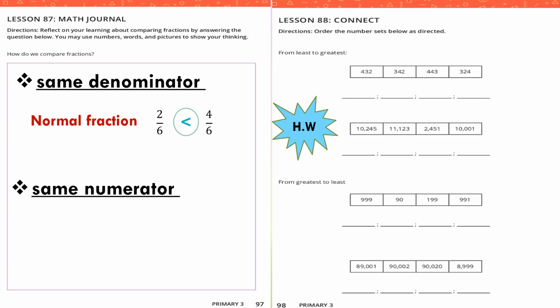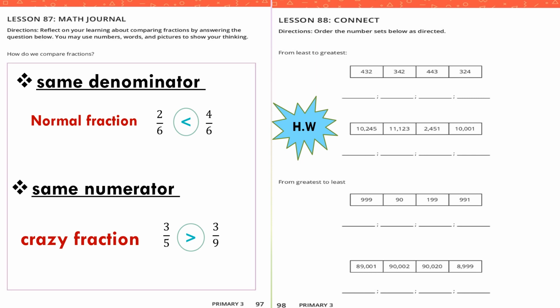The second type here, same numerators. For example, 3 out of 5 and 3 out of 9. Which is big in crazy? It's crazy. 5 or 9? Yes, 5 is bigger than 9 in crazy. So it's called crazy fraction.